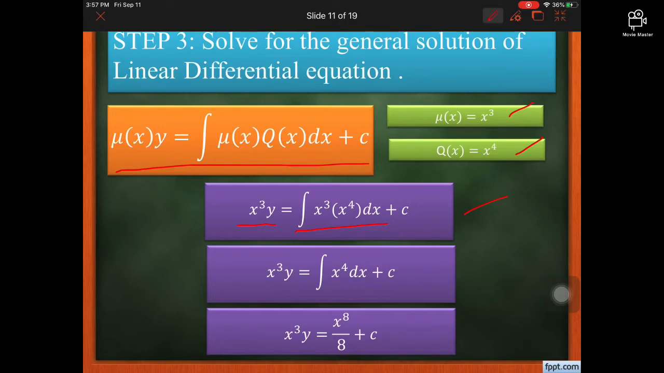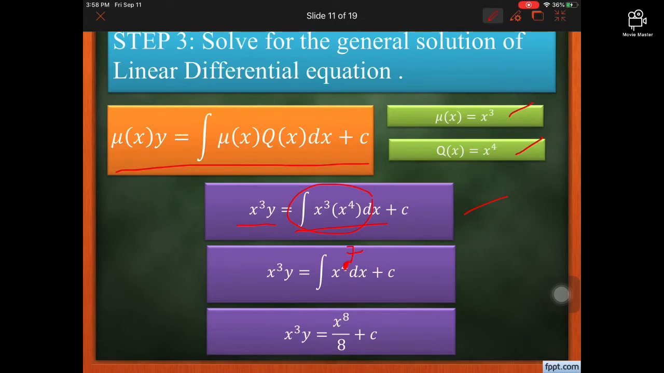And now we can proceed in integrating this function. But let me correct my given. So this should be equal to x raised to 7, because x raised to 3 times x raised to 4 gives you the addition of powers. So adding 3 plus 4, that is equal to 7. So that should be x raised to 7 dx. And integrating this function, we have x raised to 8 over 8 plus c.